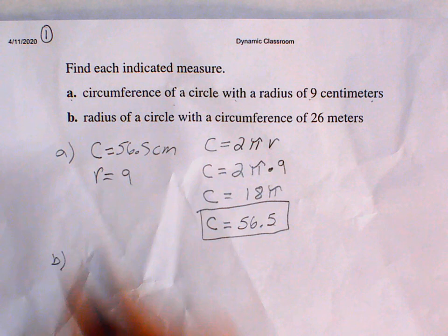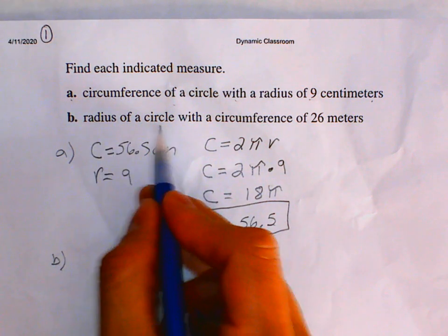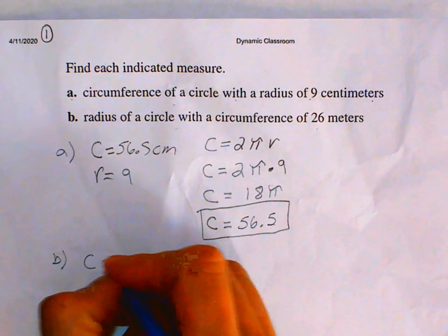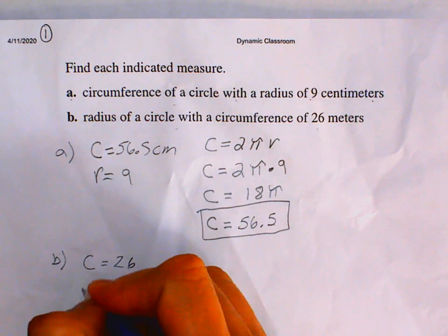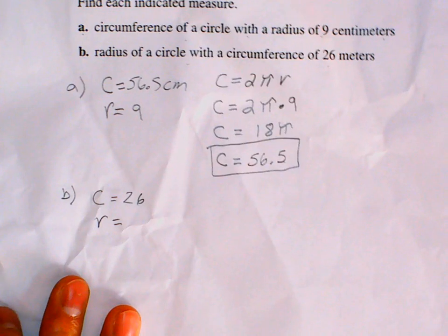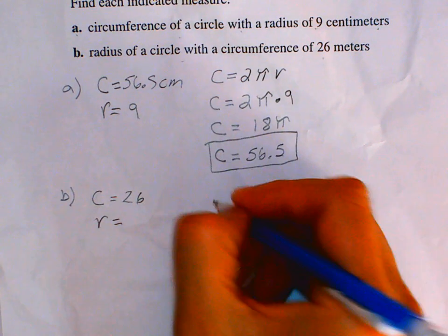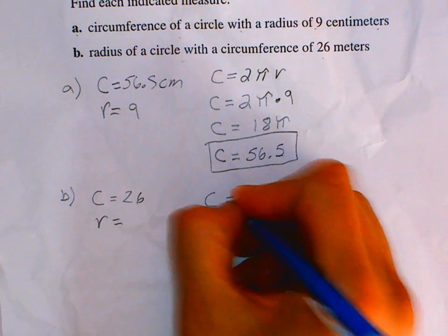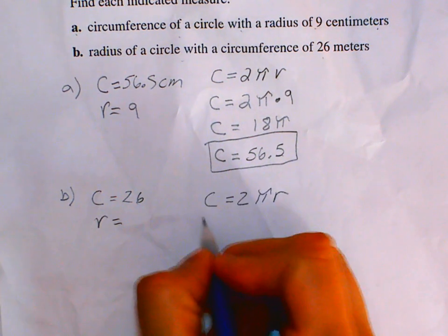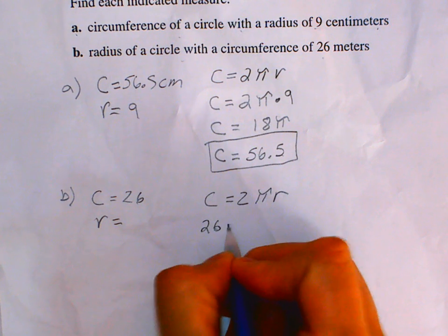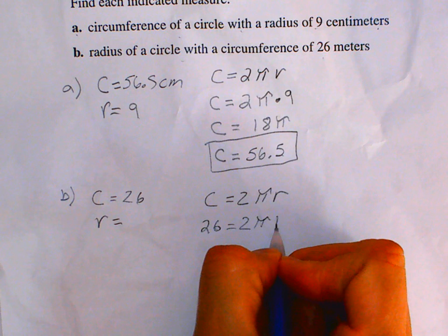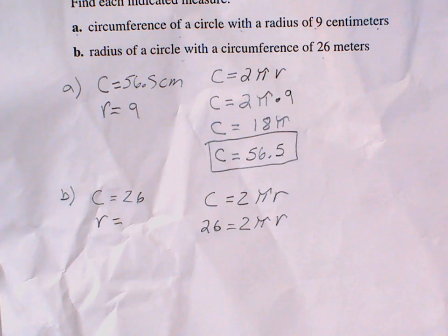Now for B, we have a radius of a circle with circumference of 26 meters. So in this case, I have the circumference, I do not know the radius. So I need to work my way backwards. I still use the same equation, C equals 2 pi r. I'm going to substitute the circumference with 26. And I can't substitute anything for the radius because that is my unknown. Now I want to solve for the radius.